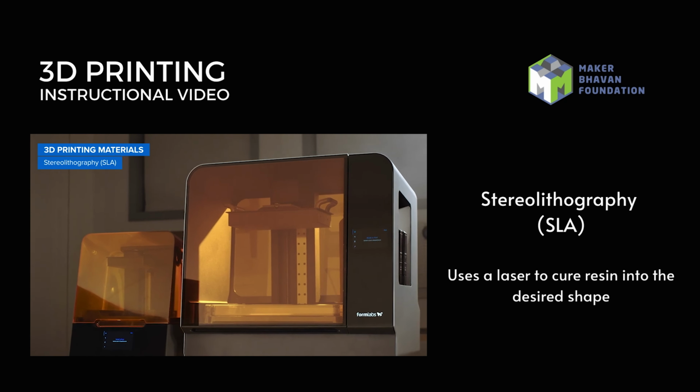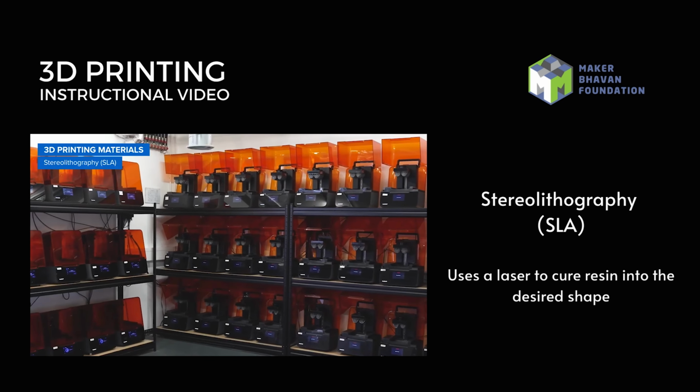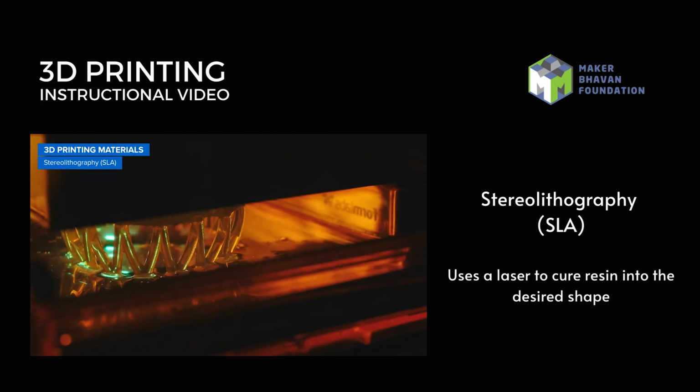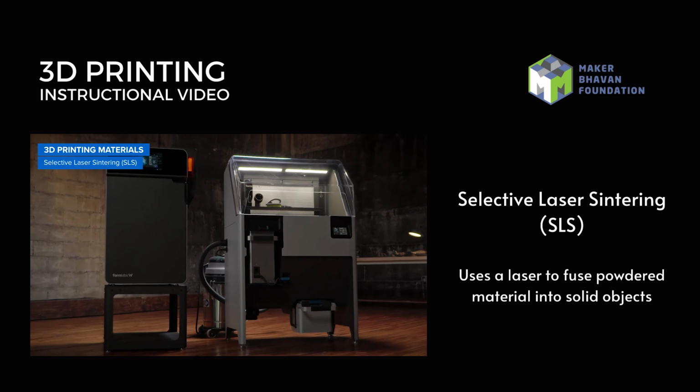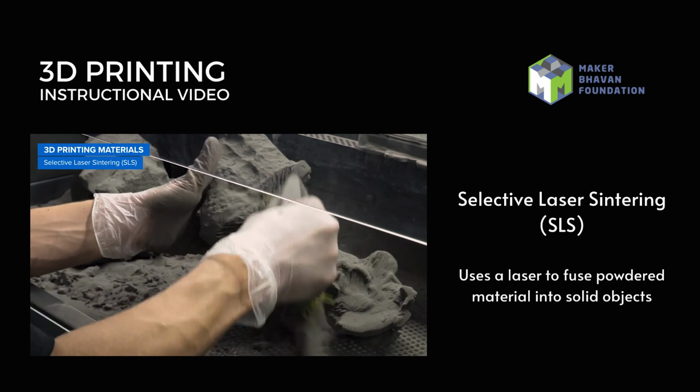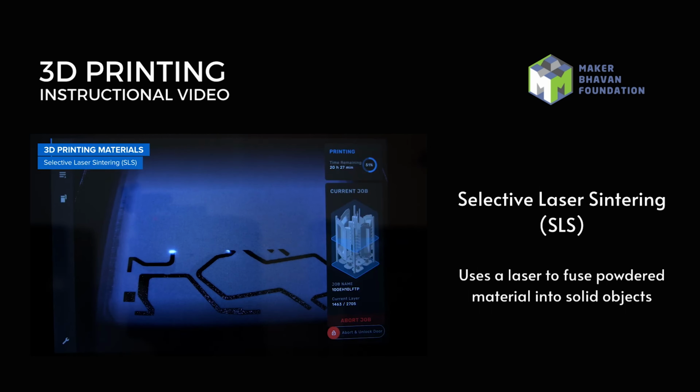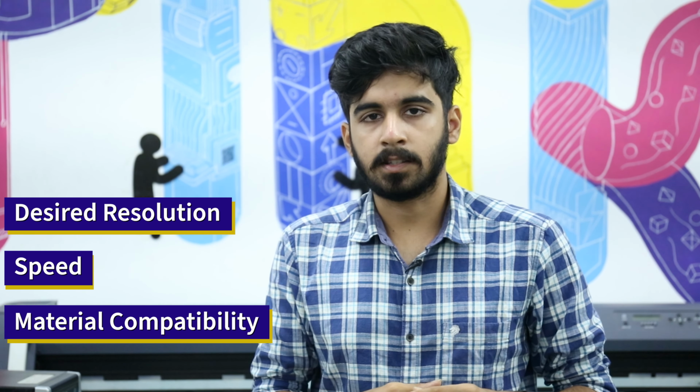Another popular technology is Stereolithography, SLA, which uses a laser to cure resin into the desired shape. There's also Selective Laser Sintering, SLS, which uses a laser to fuse powdered material into solid objects. The choice of 3D printing depends upon various factors such as the desired resolution, speed, and the material compatibility.